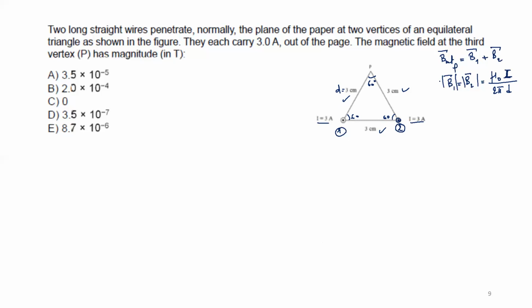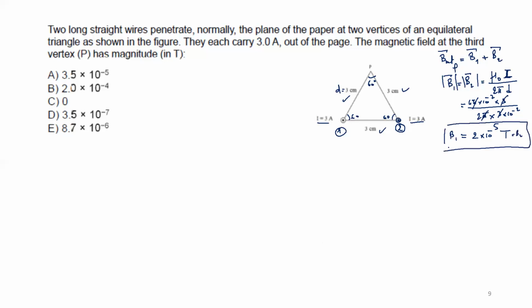Great. So I know B1 and B2 in magnitude. So what are they? B1 and B2, I can calculate. 4 pi times 10 to the power minus 7, multiplied by I, which is 3 amps, divided by 2 pi multiplied by D. What is D? Of course, D is 3 centimeters, so you put it in meters, 3 times 10 to the power minus 2. You simplify, and how much do you get? You get 2 times 10 to the power minus 5 Tesla. And this is B1, which is equal to B2 in magnitude.